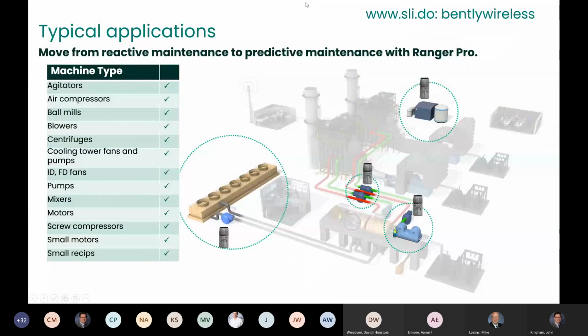So where would we typically apply Ranger Pro? All these types of machines, specifically machines that have roller element bearings, are a great fit. For example, in this picture, we wouldn't want to put it on the steam turbine. Steam turbines have sleeve bearings. Sleeve bearings are much better monitored with proximity probes. But anything with a roller element bearing is good. I have these in operation up in Alaska at a power plant. And cooling towers working well, so that's a good location for them.